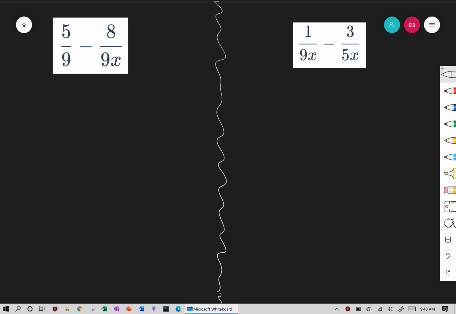Notice the only difference here from fractions that you'd regularly add or subtract is that there's an x involved, a variable of some sort. Obviously these are basic examples, and they could get more complicated, but the idea is still the same. So I need to find a common denominator. Here I've got 5 over 9, and I've got 8 over 9x.